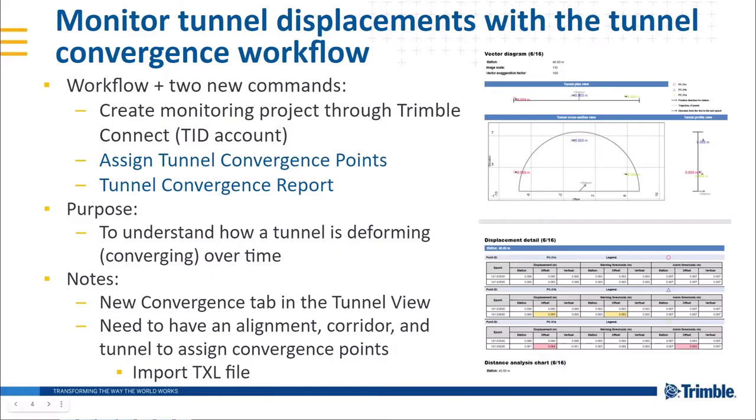This first video will demo creating the monitoring project and syncing convergence data, while the second video will review the tunnel convergence report and show off the convergence tunnel view a bit more. One thing I want to note first is that while the convergence points get saved to the cloud, the alignment, corridor, tunnel, and shape do not. This means that you will need to import a TXL file containing these to every project you want to sync. We'll get more into that during the demonstration.